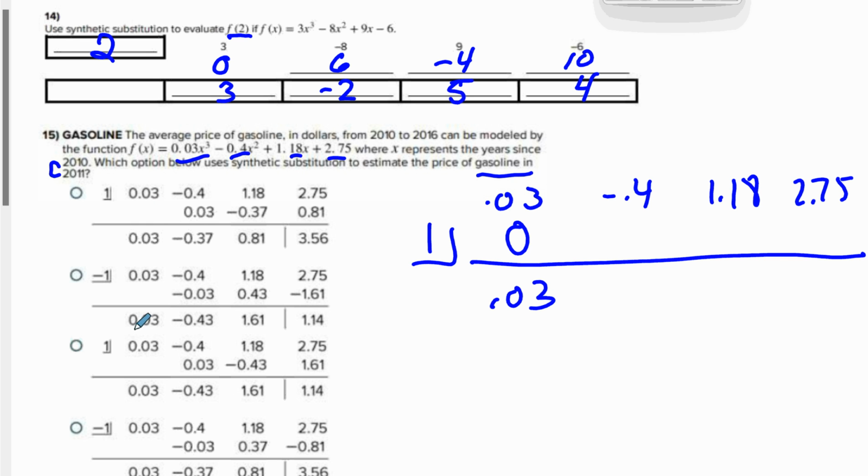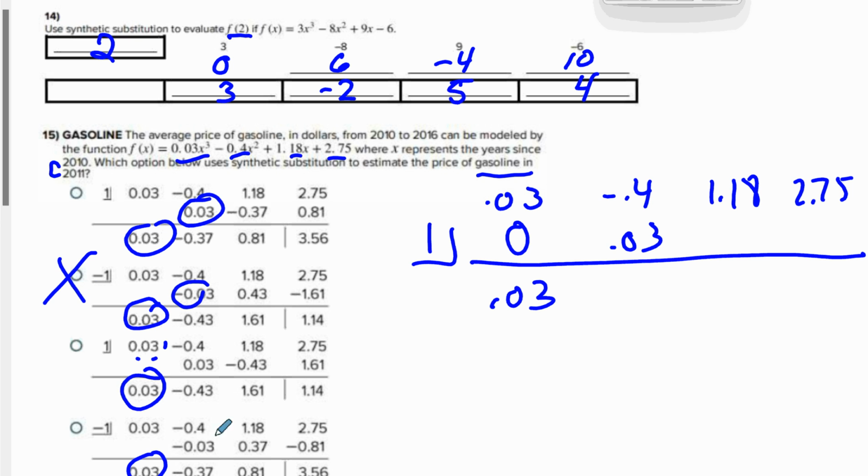Zeros in the second row, add those together, 0.03. I have all 0.03s in all of them. Then I can multiply that, get 0.03. Those are all the same. Oh, this one's negative, so I know that one's not it. This one also is negative, so I know that one's not it. So we're down to just these 2 here.